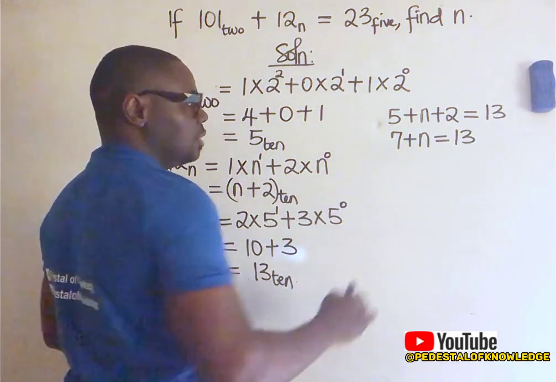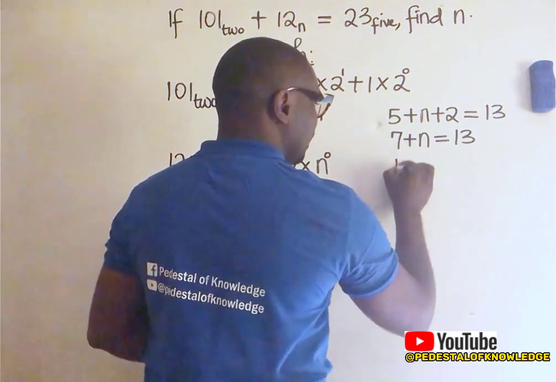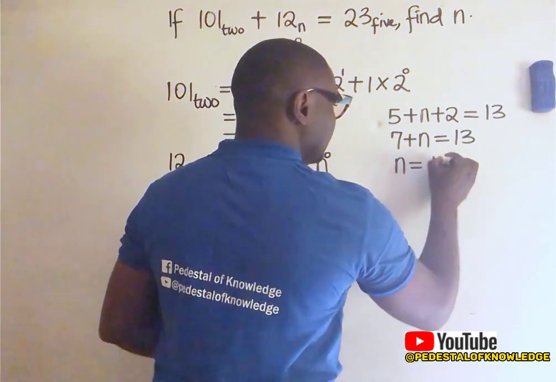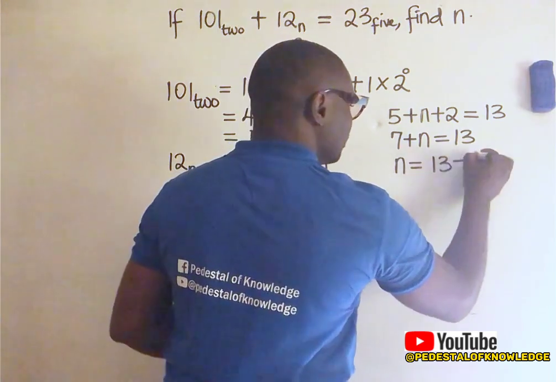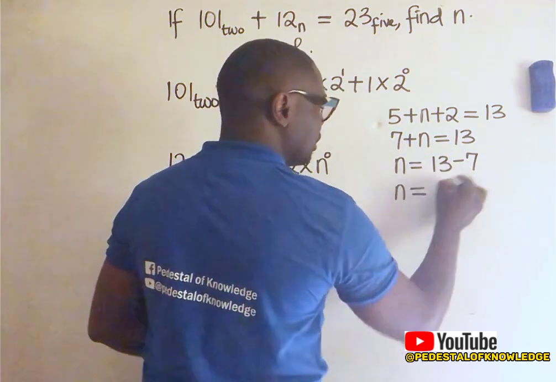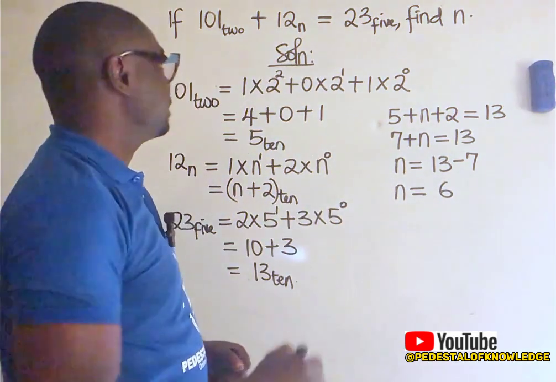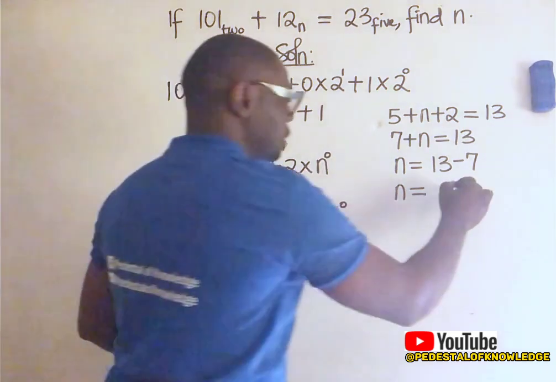Now the next thing to do is to transfer this 7 to the right hand side of the equation. So we have n is equal to 13 minus 7, and n is equal to 13 minus 7, which is equal to 6. So the value of n that satisfies this equation is equal to 6.